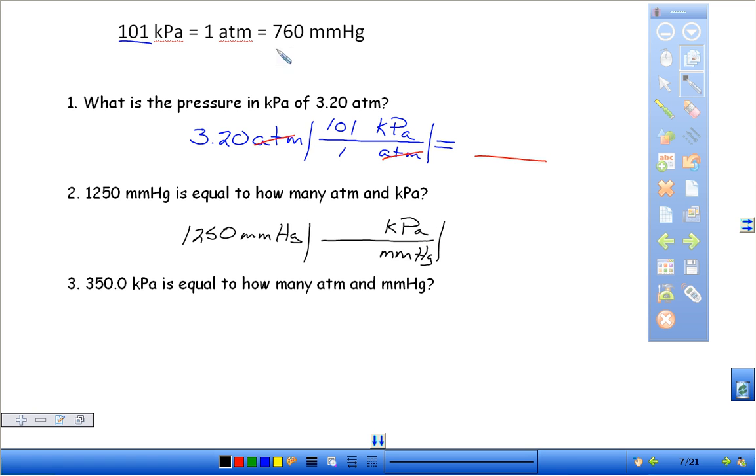At this point, we look back up at our conversions. It's 101 kilopascals, so we put that in, 101 kilopascals. We put 760 millimeters on the bottom, and then it's a little bit of calculation. 1250 times 101 divided by the 760. And you guys can explore this last one.